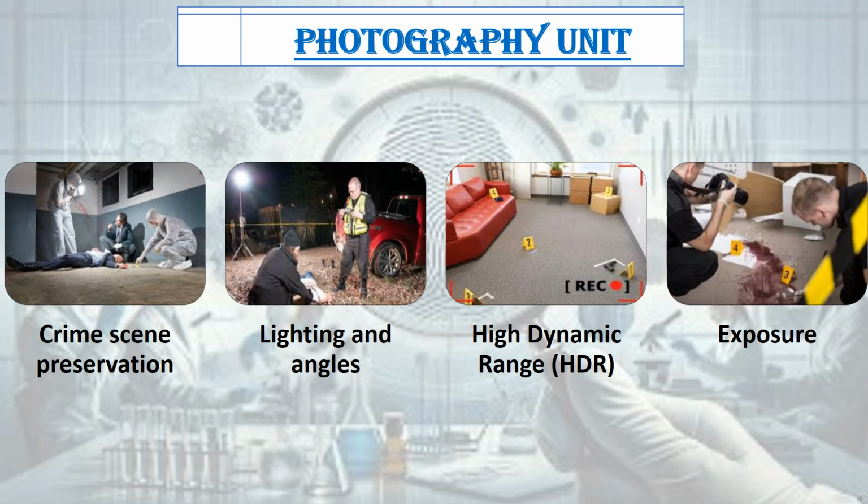Techniques used in photography include crime scene preservation. Prioritize preserving the crime scene before taking photographs. Lighting and angles. Proper lighting and angles are important for the quality of forensic photographs. High dynamic range. HDR photography combines multiple images to create more detail. Exposure. Exposure meters measure the amount of light falling on a subject. Types of photographs: overall, mid-range, and close-up.